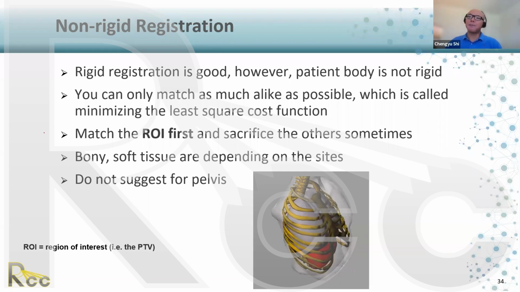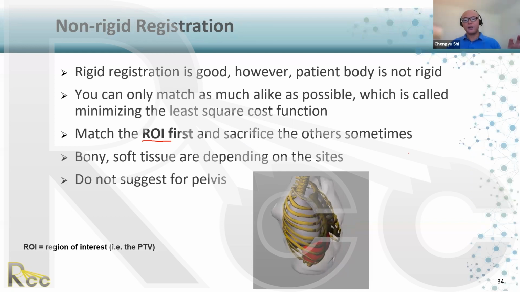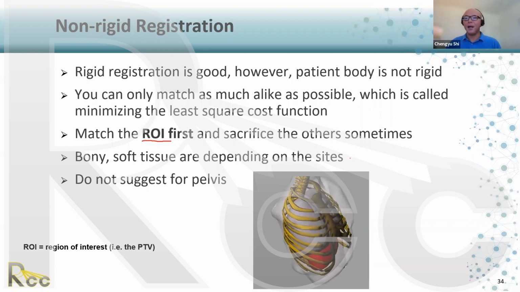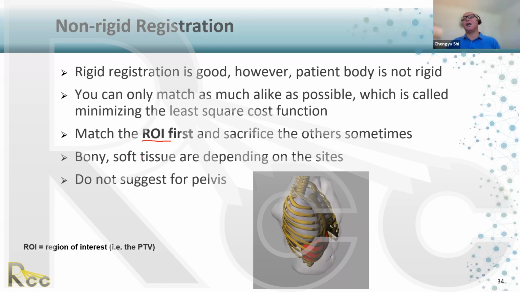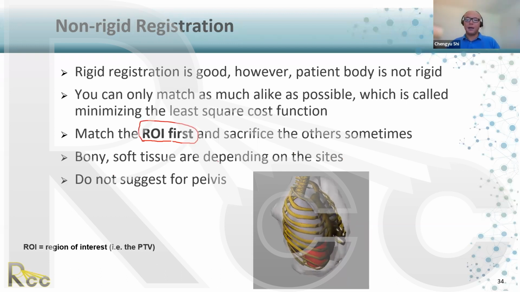But you can still do something. You match the OAR or ROI first and sacrifice the others. Because non-rigid algorithms usually cut the body into pixels, and they assume each pixel is rigid and do the rotation and shift to deform it. So your organs, what you are interested in, focus on that. The rest, well, you have to forgive the rest.